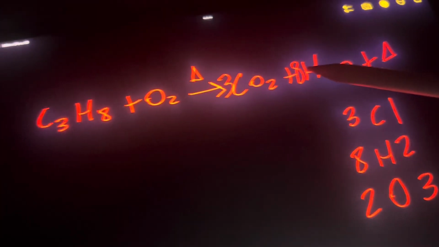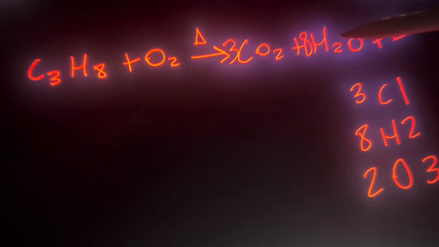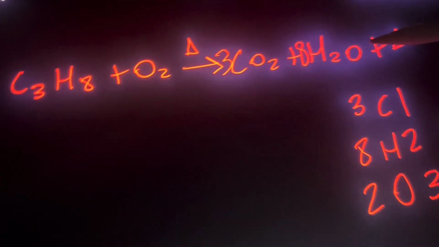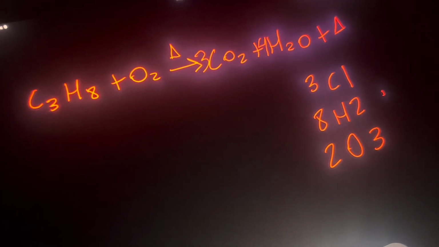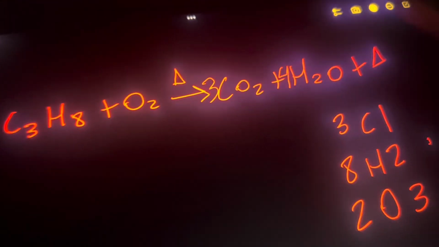Then for the 8, we can't have 8 times 2 because that's going to be 16, that's not going to equal 8. So because you have 2 hydrogens, you just have to divide this 8 by 2. That will give you a 4 in front of the H2O. So now we're good here. Now we've officially dealt with our propane. We have 3 CO2 and 4 H2O.